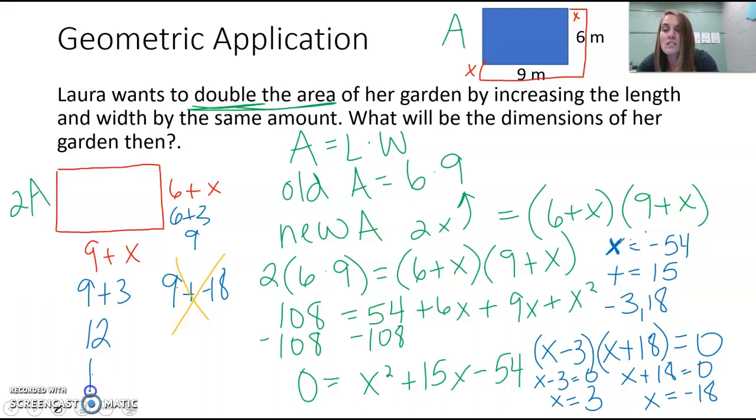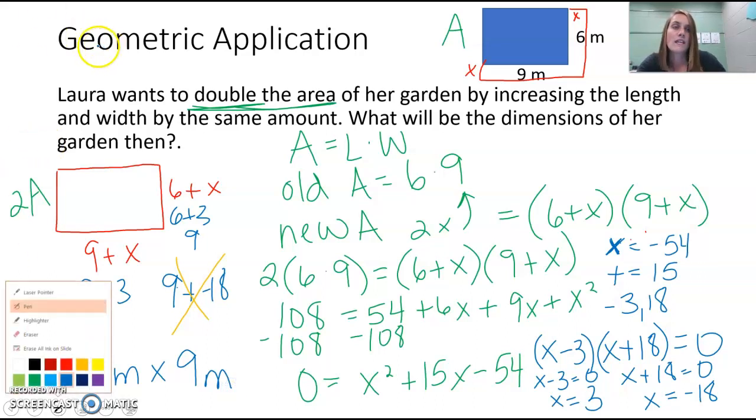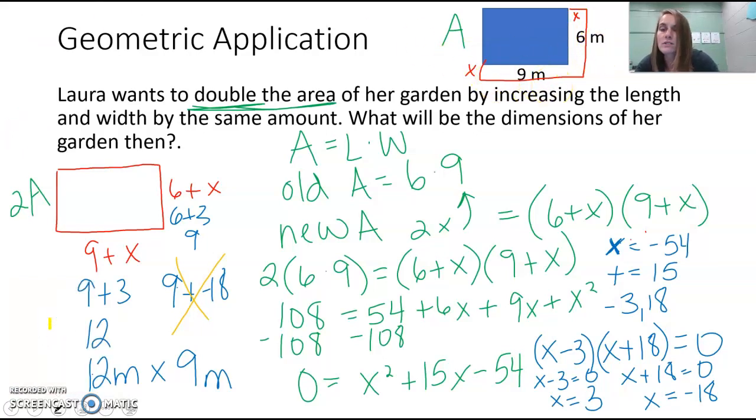So her new dimensions are 12 meters by 9 meters, right? Don't forget that in the original figure, they give you the units of meters up here. So you want to make sure that you include meters in your answer. So 12 meters by 9 meters is her new garden. That is going to give you an area that's double the old garden, right? Because 12 times 9 is equal to 108, right? And 108 is double 9 times 6, which is 54.